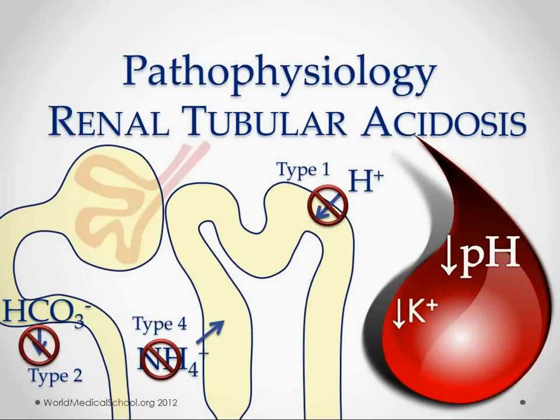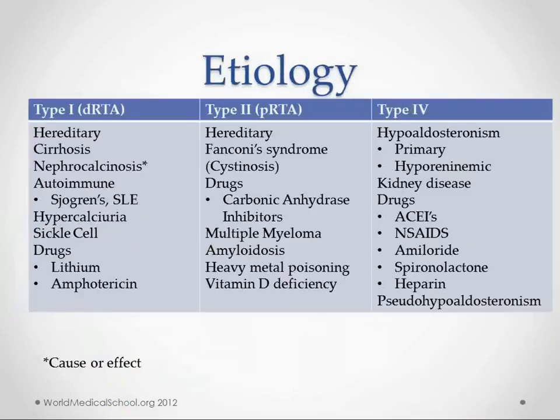One more note on this is type 1 and type 2 renal tubular acidosis are associated with low potassium, hypokalemia. And we just need to remember that throughout this whole thing, that type 1 and type 2 are going to be a problem with keeping enough potassium in the blood.